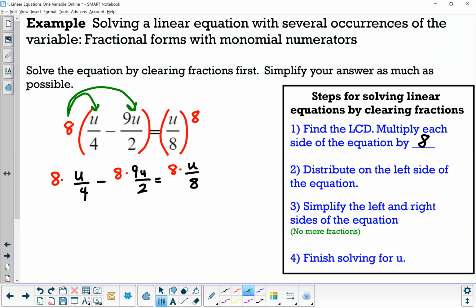So for the first fraction, 8 times u over 4. Let's do the division first. 8 divided by 4 is 2. So we have 2u minus. Second fraction, 8 times 9 halves u. So 8 divided by 2 is 4. And 4 times 9u is 36u. Equals 8 times u over 8. So 8 divided by 8 is 1. So we have 1u.